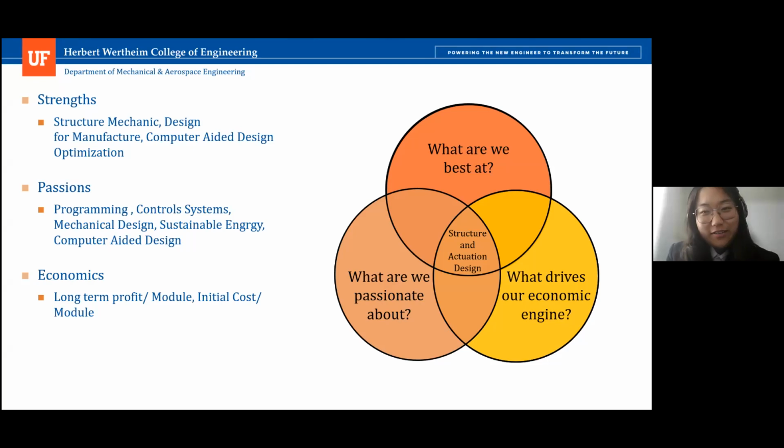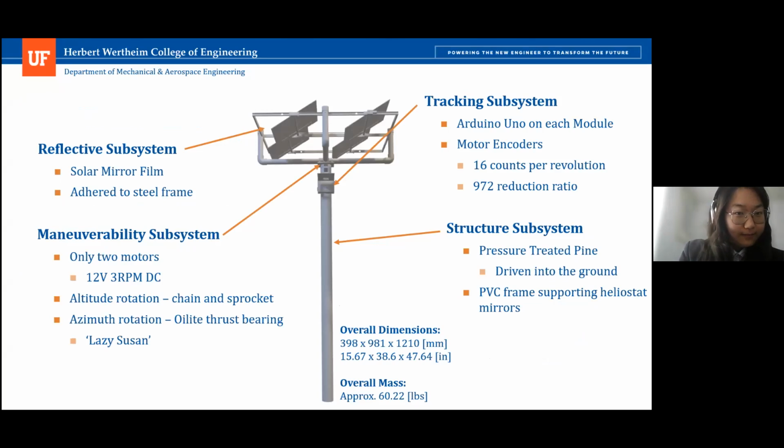I am Wenja, and for our team, we focused on the structure and actuation design. That's a combination of our group's passion, strengths, and economic purpose. And now I will introduce our product and talk about each subsystem and how they're connected.